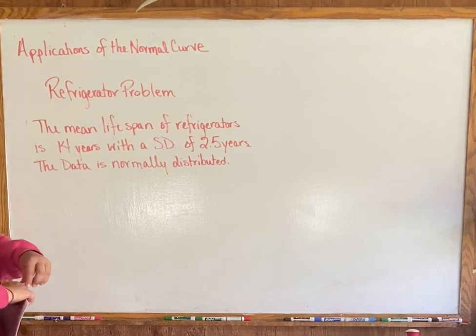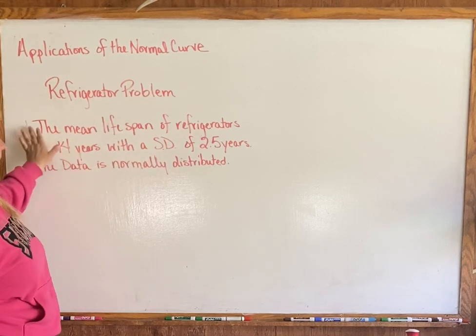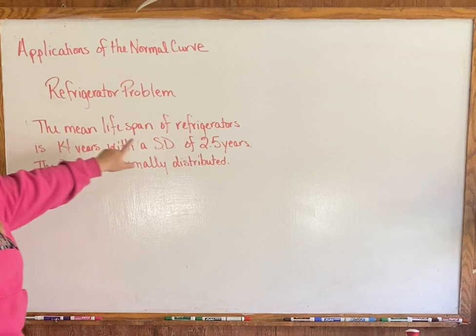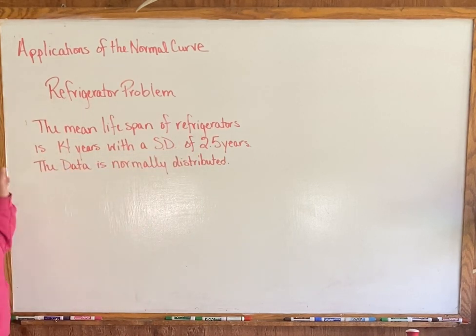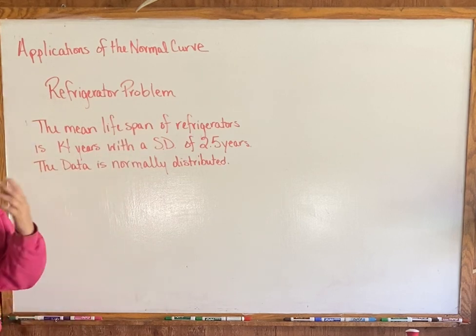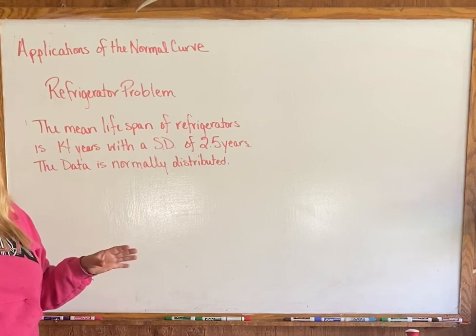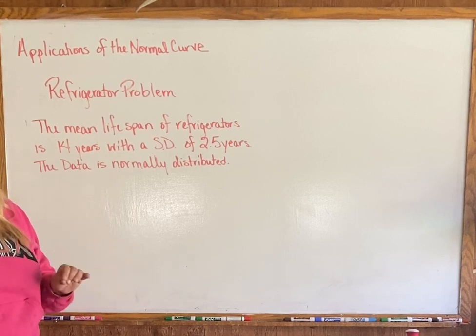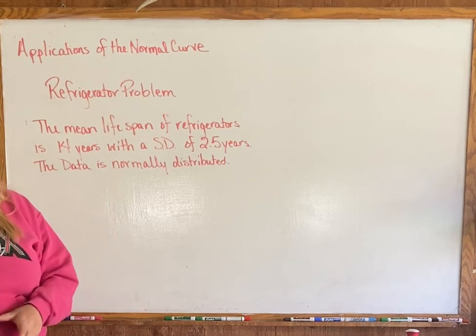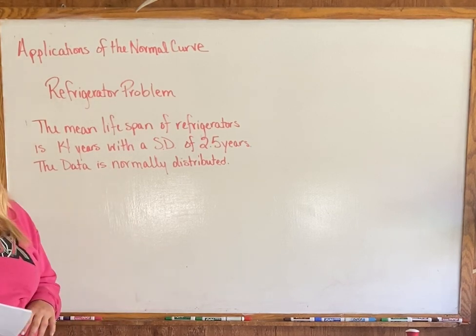Okay. Like I said, we've seen this problem before, but here it is in case you don't remember it. In this problem, we are given a mean and a standard deviation. The mean lifespan of refrigerators is 14 years. The standard deviation is 2.5 years. And then there's also a very important sentence, and that's the fact that the data is normally distributed. Now, normally distributed means that we have a bell-shaped curve. Back in chapter 2, that meant the empirical rule. But now what it means is we can use z-scores, we can use finding areas, we can use what we learned in the last section in order to solve problems that have to deal with this.